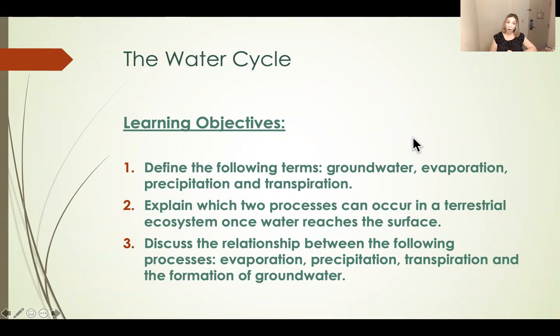Okay, so let's go into the water cycle. So your learning objectives are to define the following terms: groundwater, evaporation, precipitation, and transpiration. And these all have to do with different movements of water throughout the cycle. I want you to explain which two processes can occur in a terrestrial ecosystem once water reaches the surface. Now, terrestrial means on the ground. And then I also want you to be able to discuss the relationship between the terms that I had you define. So the relationship between the processes of evaporation, precipitation, transpiration, and the formation of groundwater.